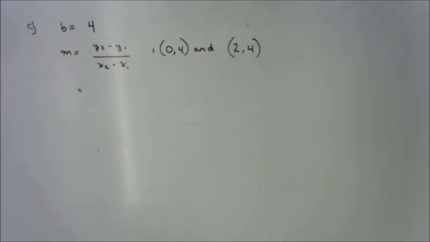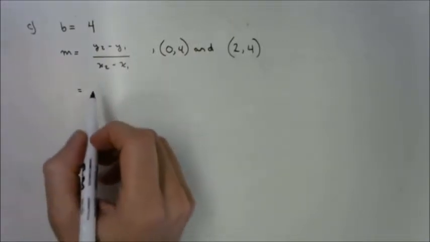Is 3, 4 on the graph? Yes, it's continuous. Is negative 2, 4 on the graph? Yes. Is negative 1, 4 on the graph? Yes. So anything with a y coordinate of 4 is going to be on the graph? Yes. So y will always equal 4? Yes. Let's watch what happens.